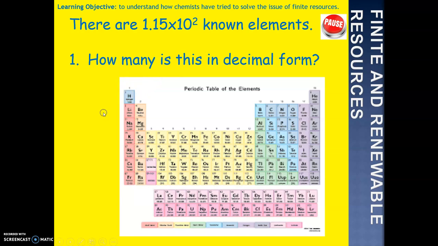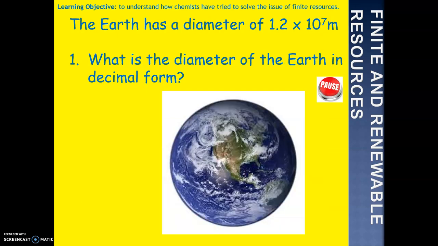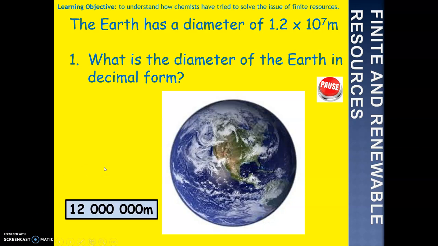Okay, hopefully you got this, guys. It is 115 because it's 1.15 times 10 to the power of 2. 115, excellent if you got that. Same again for this question, guys. Pause the video for 30 seconds and have a go. Okay, so hopefully you understood that the diameter of the Earth in its decimal form is 12 million meters. 12 million meters. Okay.